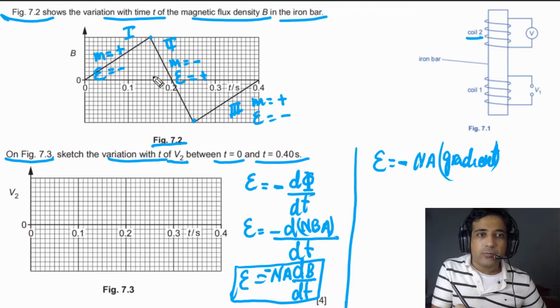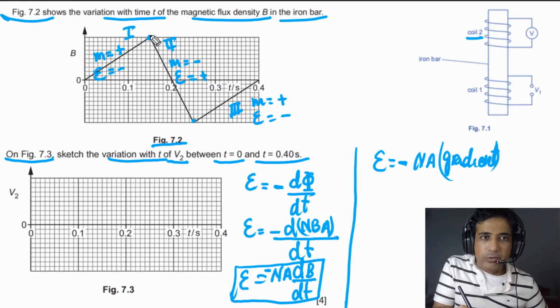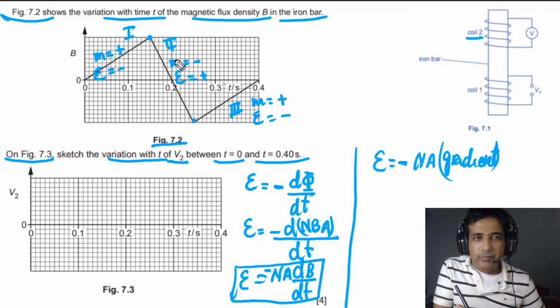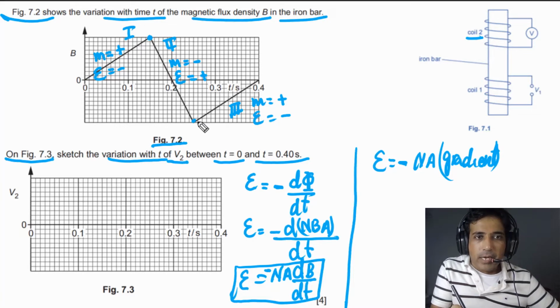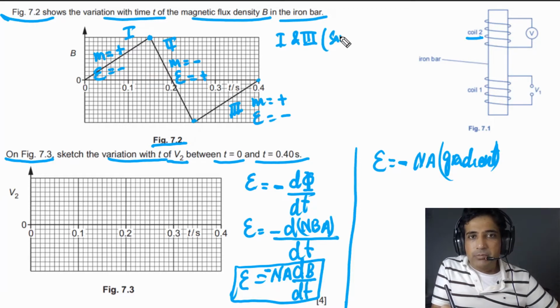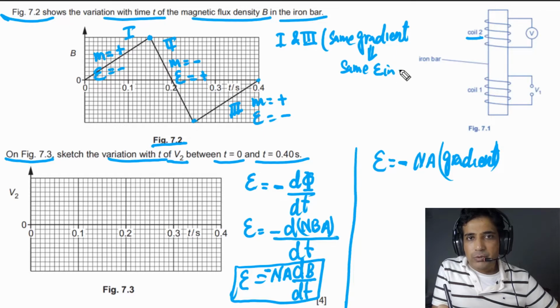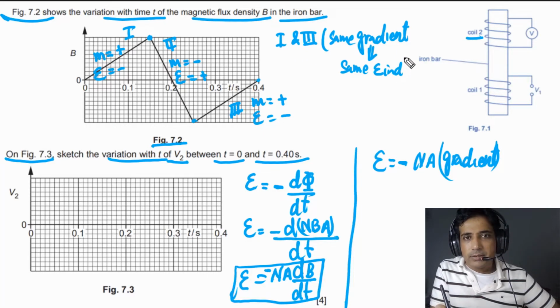And second thing, we need to compare the gradient. So we need to compare gradient of part 1 with part 2 and with third part as well. If you look at part 1 and if you look at part 3, these two have the same gradient. So we can say part 1 and third part have same gradient. If gradient is same, it means the magnitude of EMF induced also is the same. So we can say same EMF induced in part 1 and in third part.